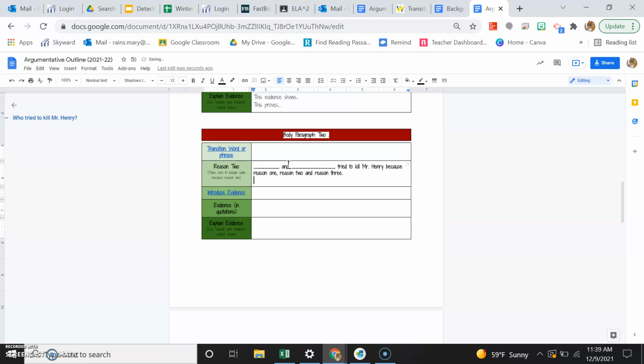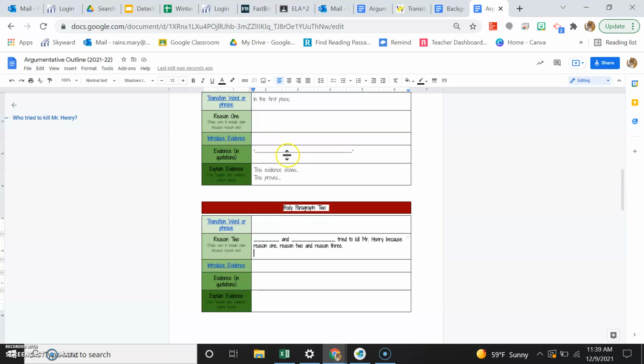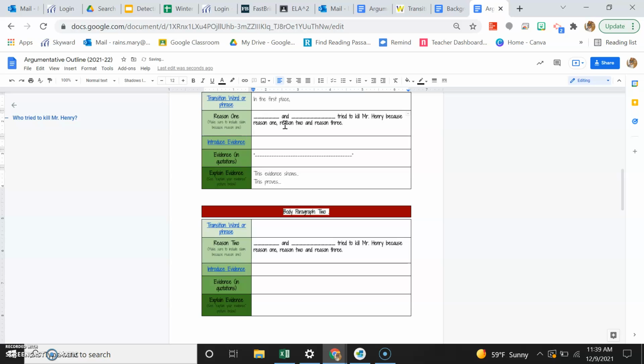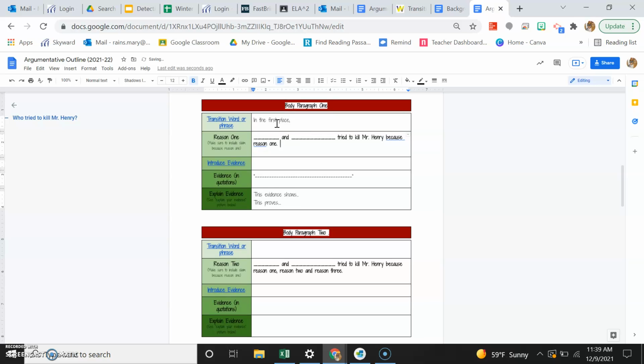In each body paragraph, in the first sentence, you guys need to actually restate the claim and give your reason that you're going to focus on in that actual paragraph itself. So for this, I would say blank and blank tried to kill Mr. Henry because, and then I would leave reason 1. If you didn't include your reasons above, then just make sure you put because and then leave a reason.